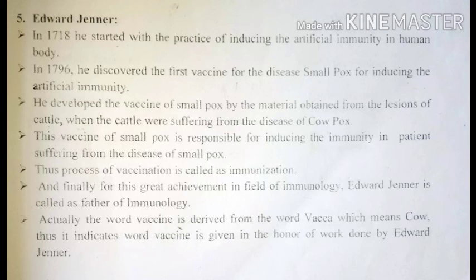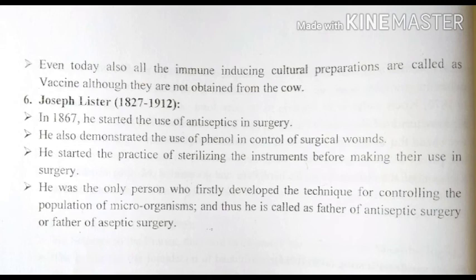The word vaccine is derived from the word vacca, which means cow, thus the word vaccine is given in honor of the work done by Edward Jenner. Try to get the concept that any immunity booster is called a vaccine, and the word vacca means cow. All vaccines are not developed from cows, vaccines are also developed from other animals, but in honor of the first vaccine, any immunity booster is called a vaccine.